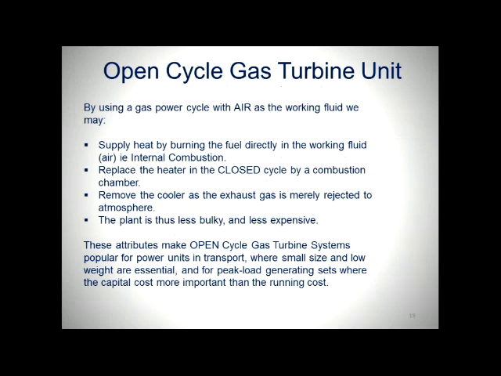Okay, so we're going to talk about an open cycle gas turbine unit. We use air as the working fluid and we supply heat into the air directly by burning fuel in the air. And we replace the heater in the closed cycle; it's just not there, it's taken away. The heater is replaced by a combustion chamber and the cooler is just taken away. The plant's less bulky, less expensive, quite compact, small size, low weight, and you can get quite a high specific power out of these.